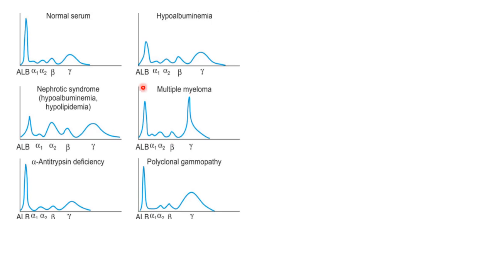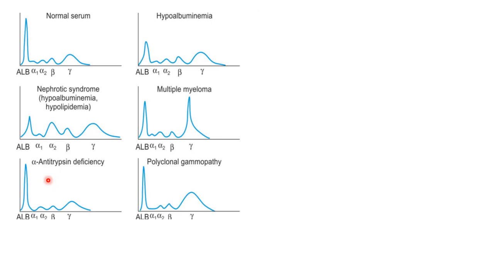This is the electrophoretic pattern seen in case of multiple myeloma, which is an example of monoclonal gammopathy. There is a characteristic M band seen in between the beta and gamma region. So there is an M spike seen in case of multiple myeloma.